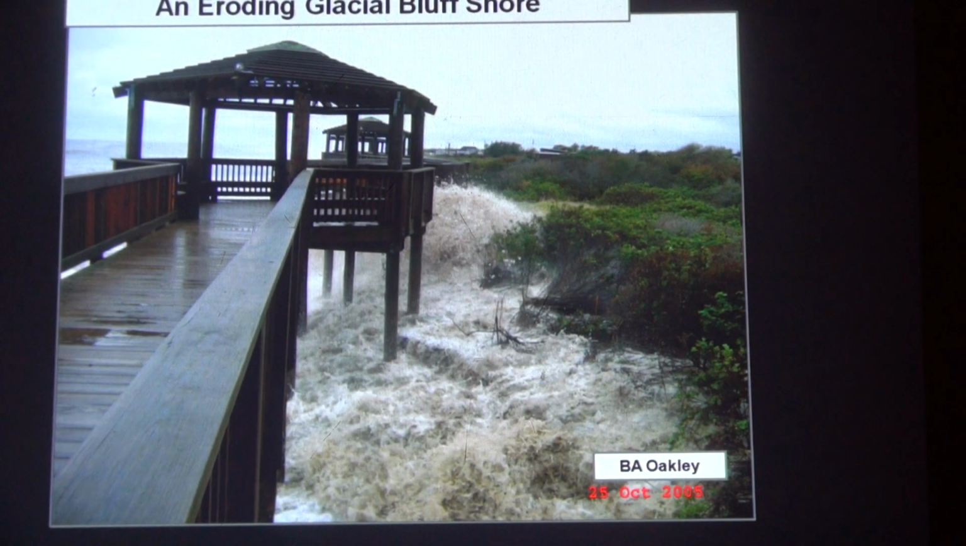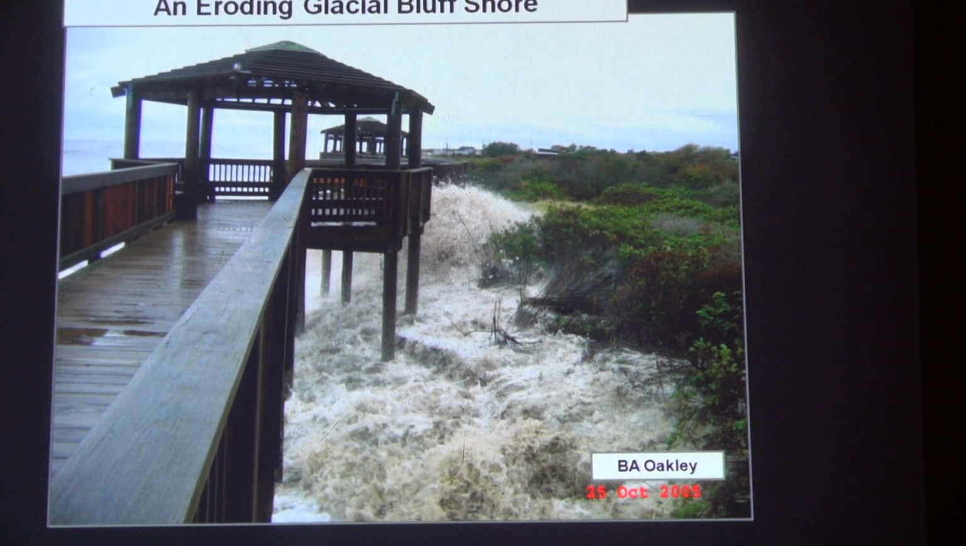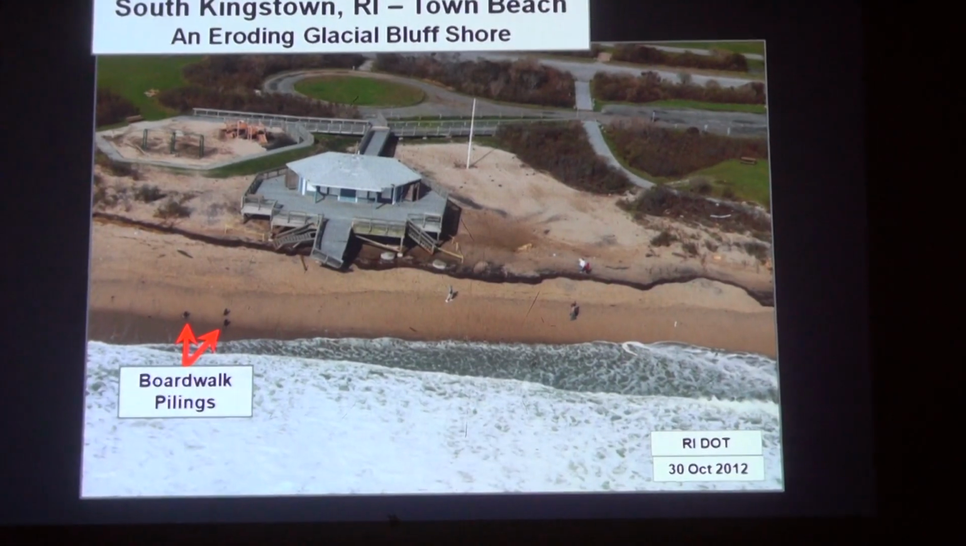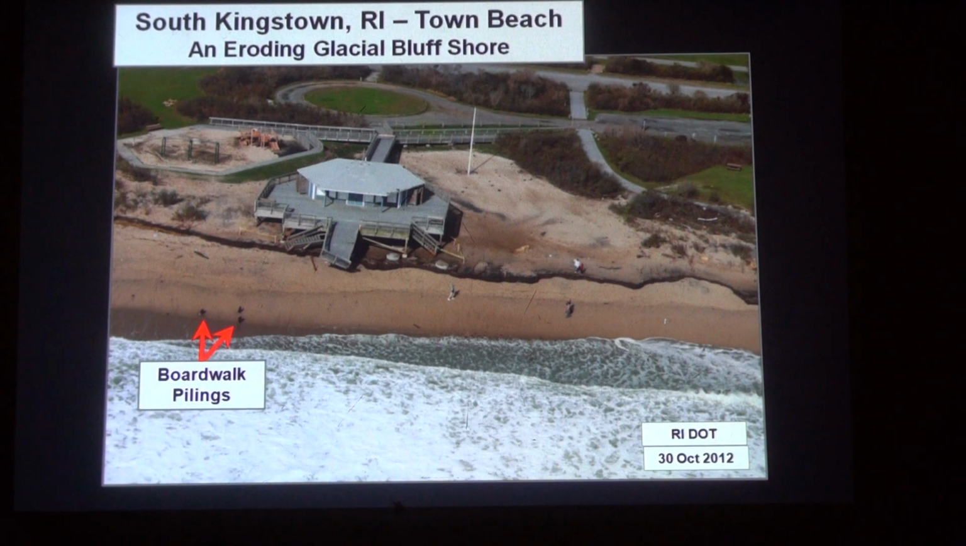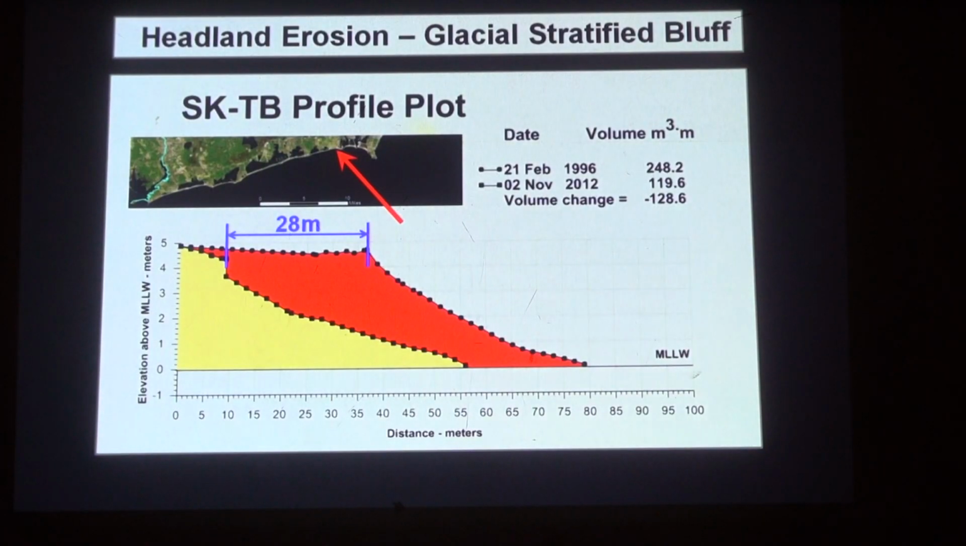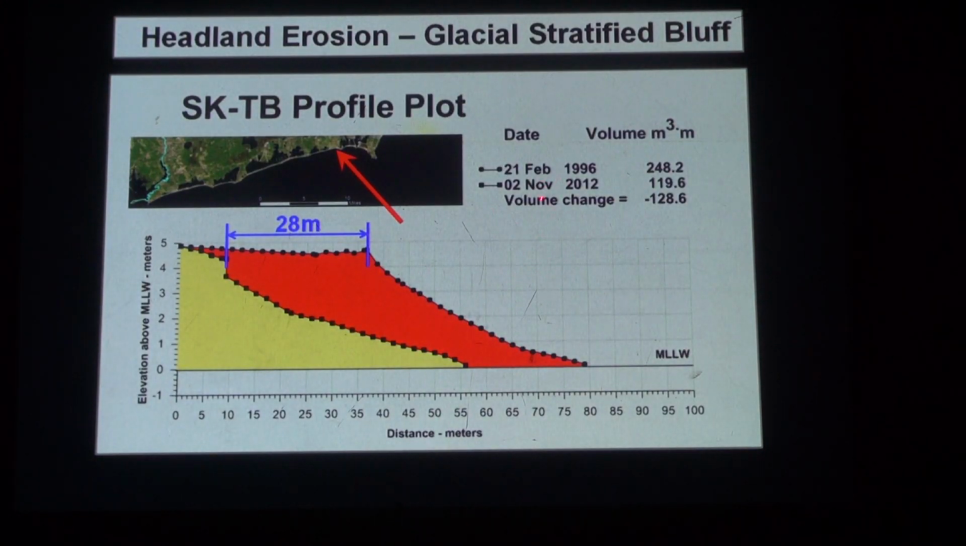Okay, so how do we see this? This is South Kingstown Town Beach. This is what it looked like in 2005. This is what it looks like right after Hurricane Sandy. Those are the boardwalk pilings. This is what happened in the intervening time when we went out there and did the field work from 1996 to 2012: back 28 meters. And now we can project that into the future, which we're going to do for the SAMP.